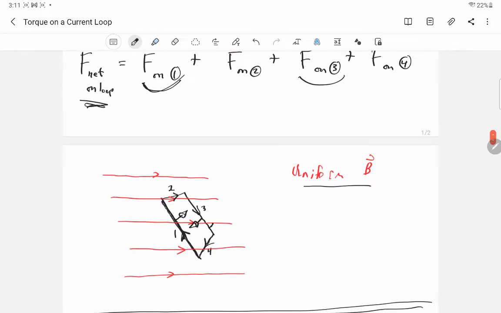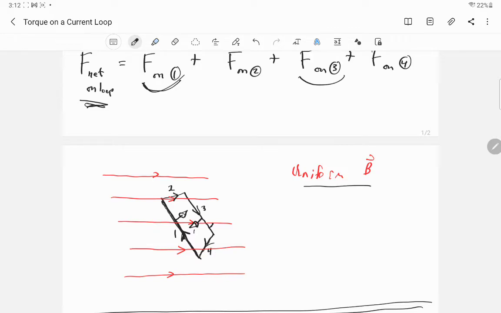The wire on the sides is actually being squeezed. You can see these are squeezing forces. So we're depending on the wire to be rigid enough such that the magnetic squeeze, this magnetic tidal force, doesn't change the shape of our rectangular loop. So we'll just assume that.